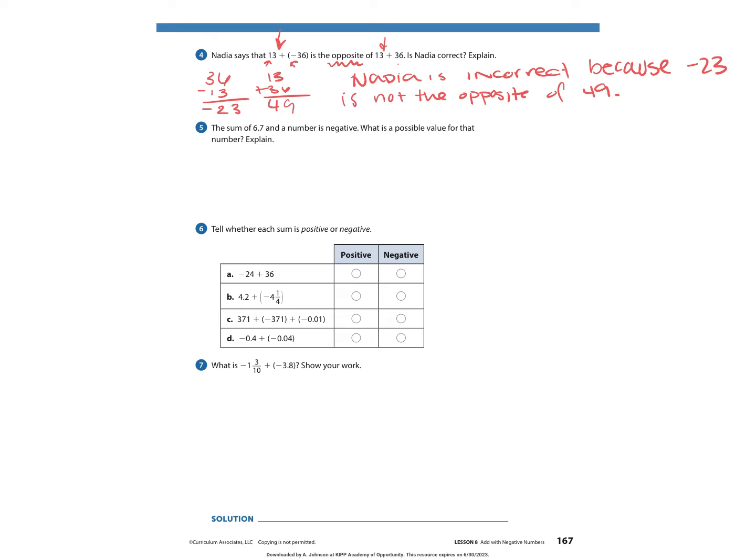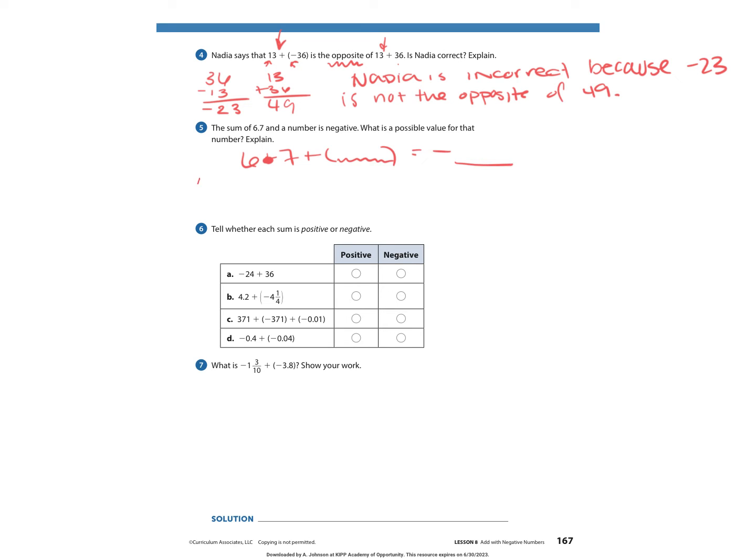The sum of 6.7 and a number is negative. I'm just going to write that out. 6.7 plus something is negative something. What's the possible value that could go in these parentheses, okay? Well, let's see. If this is going to end up negative, I'm going to see what would get me to 0, okay?